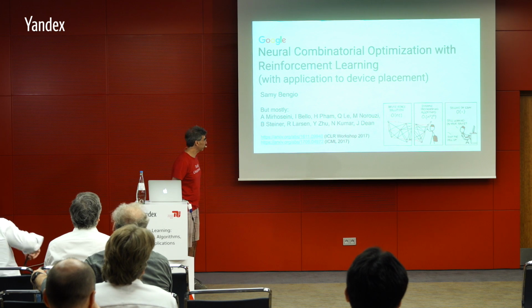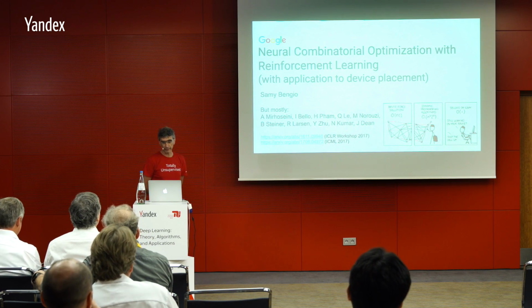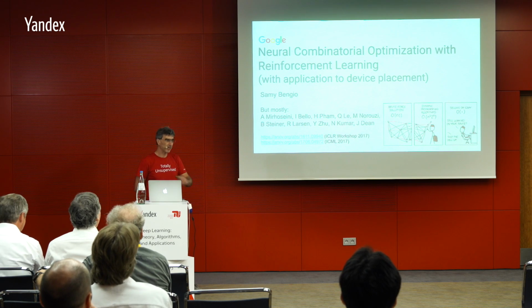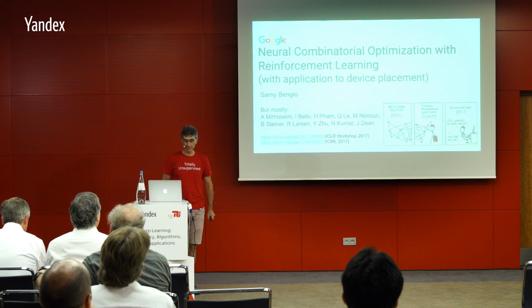So I'm going to talk about neural combinatorial optimization using reinforcement learning, and one application of it will be device placement. I'll describe what I mean by that.